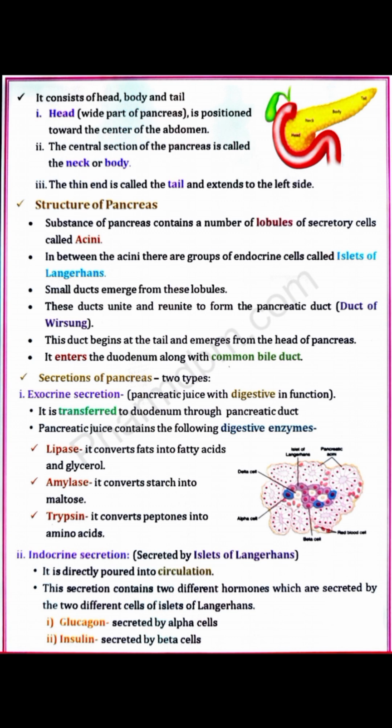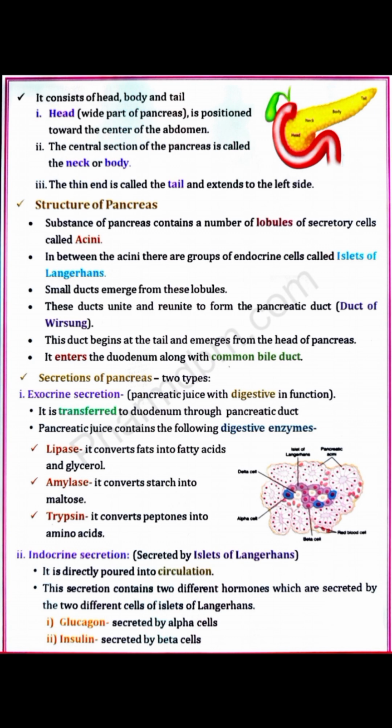Secretion of pancreas. There are two types of secretions: exocrine and endocrine secretion. Exocrine secretion, pancreatic juice, has a digestive function. It is transferred to the duodenum through the pancreatic duct. Pancreatic juice contains the following digestive enzymes: lipase, amylase, trypsin. Lipase converts fats into fatty acids and glycerol. Amylase converts starch into maltose. Trypsin converts peptones into amino acids.